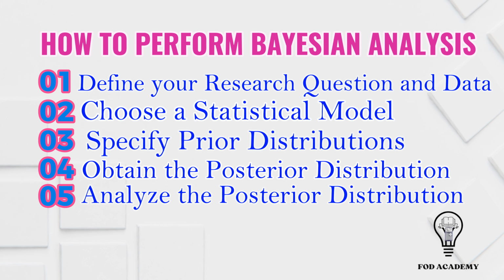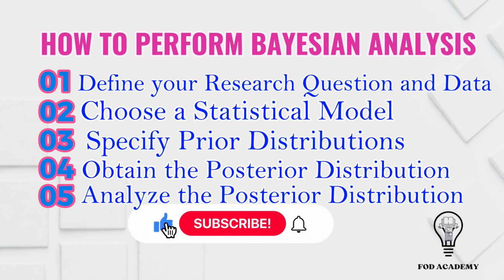Once you have the posterior distribution, you can extract several pieces of information like the posterior mean, which represents the most likely value for the parameter based on your data and priors. The credible intervals, which capture the range of values within which the parameter is likely to fall with a certain probability. And the predictive distributions, you can use the posterior to make predictions about new data points.